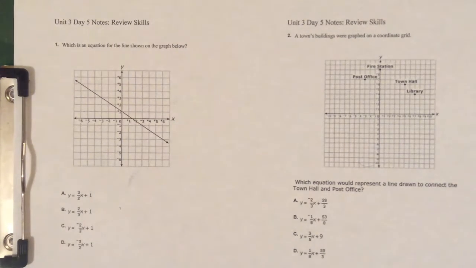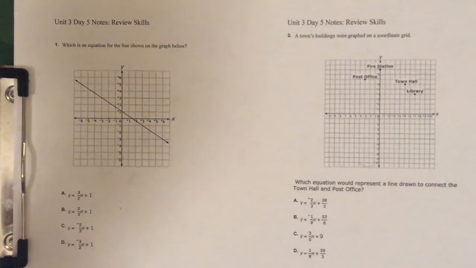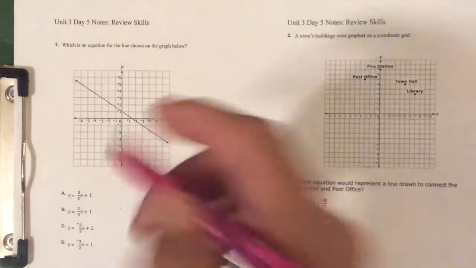Hello, so today we're going to do Unit 3, Day 5 notes, which is just basically reviewing everything we've learned up to this point. So let's start off with problem number 1, which is an equation for the line shown on the graph below. So basically they want us to create an equation that represents this graph.